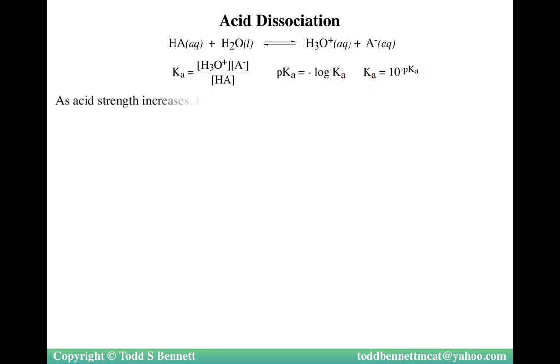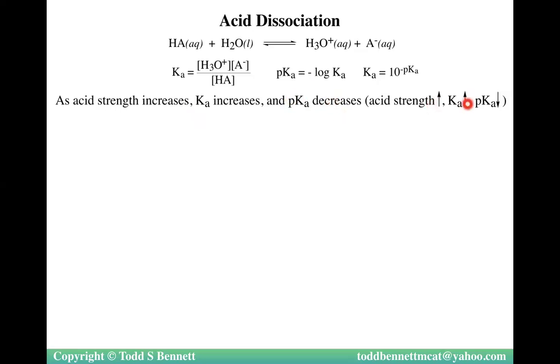Okay. Things you should conceptually know. If an acid gets stronger, as acid strength goes up, that means it dissociates more, so you have more product, so the numerator gets bigger, denominator gets smaller. So Ka goes up, and because of the negative sign, that means pKa decreases, so a lower pKa means more acidic.